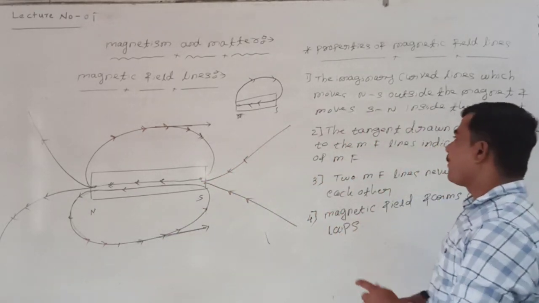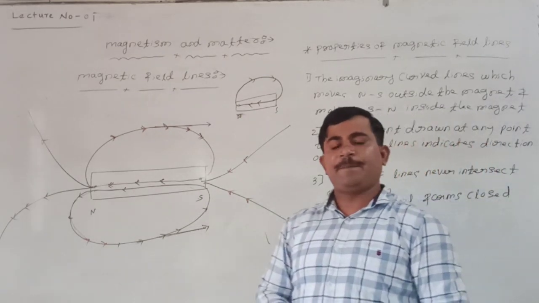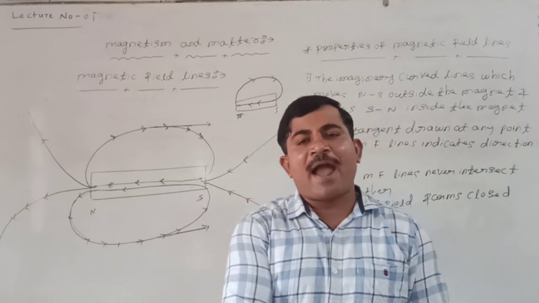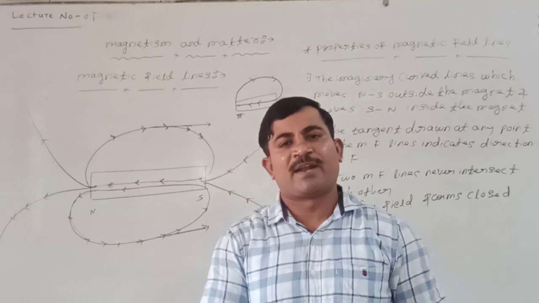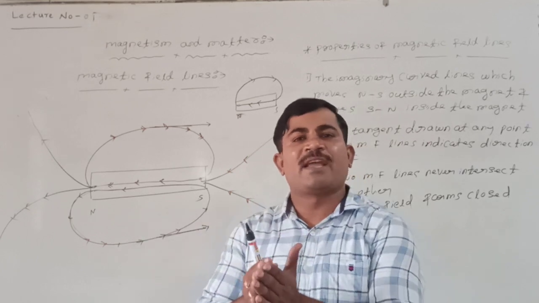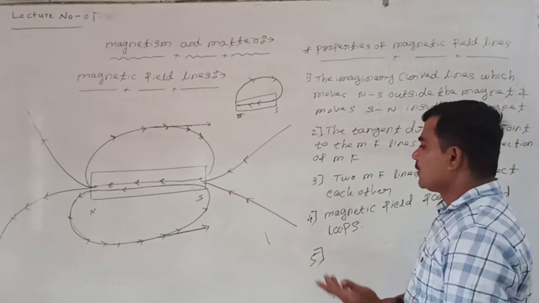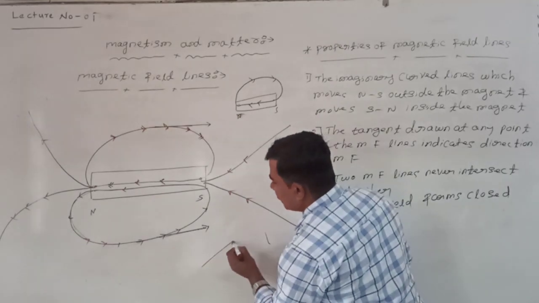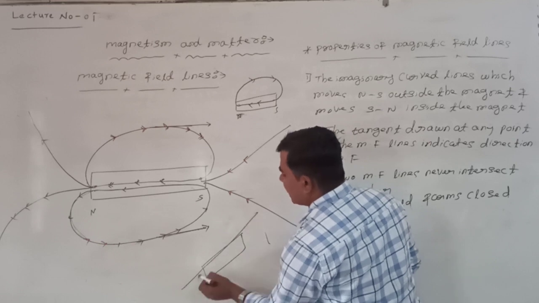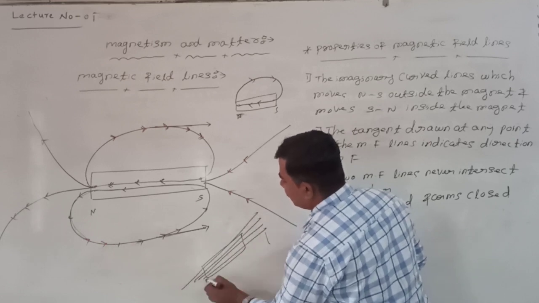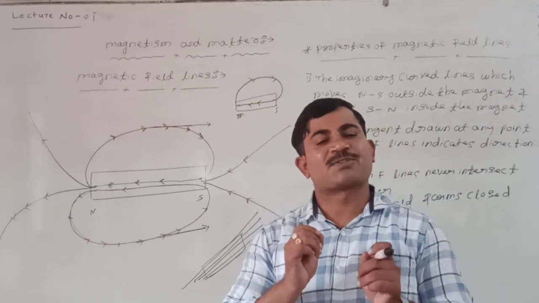And now the next property. See here, the fifth property. The fifth property is that the more number of magnetic field lines passing per unit area represents a stronger magnetic field, and the less number of magnetic field lines passing per unit area represents a weaker magnetic field. Simply, I can take a material. Look at me. This is one material. Are you following this? If more magnetic field lines are passing here, this represents a stronger magnetic field.